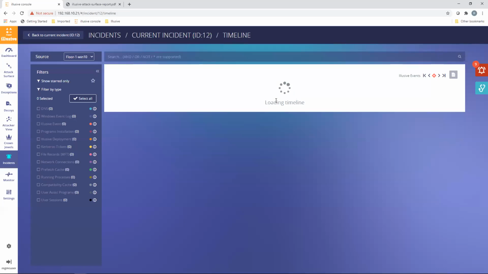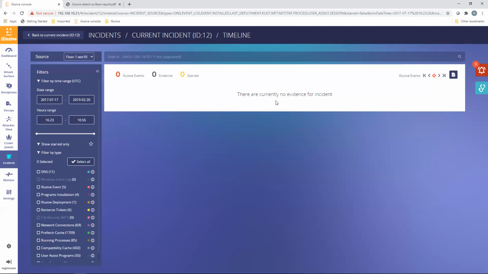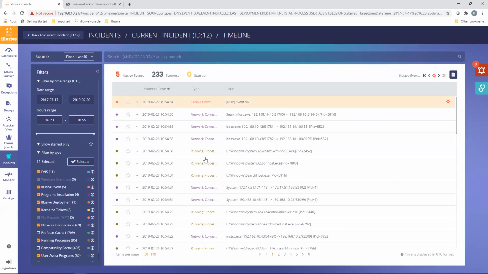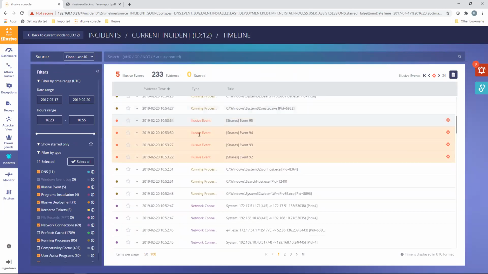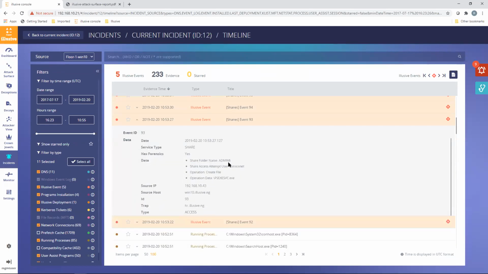And the forensics timeline is, by default, in reverse chronological order. It starts with the most recent Elusive event and then works down, and you see there are several events here that happened. And the event in and of itself tells us what happened. There was a share access attempted. They attempted to create a file. They were operating using PSExec. So we can see that information.